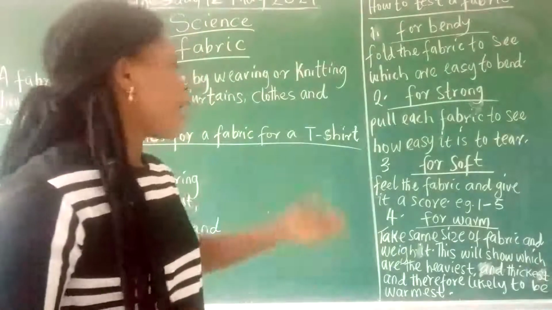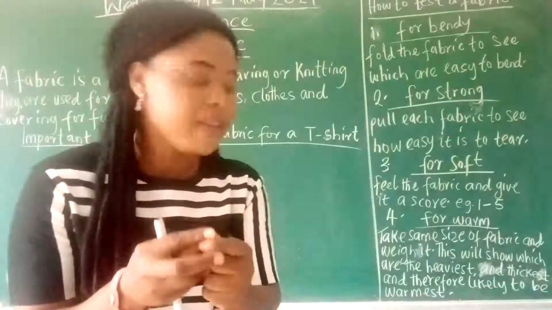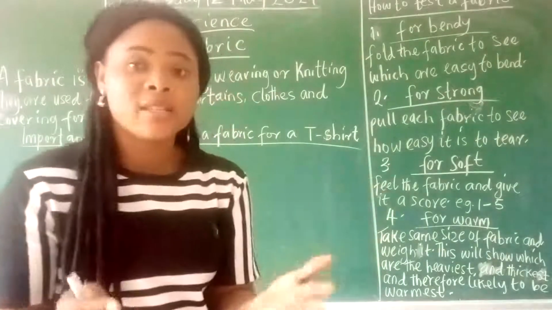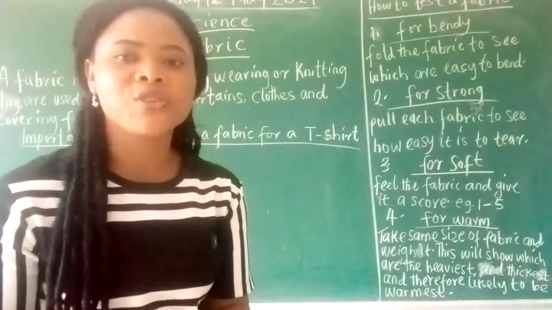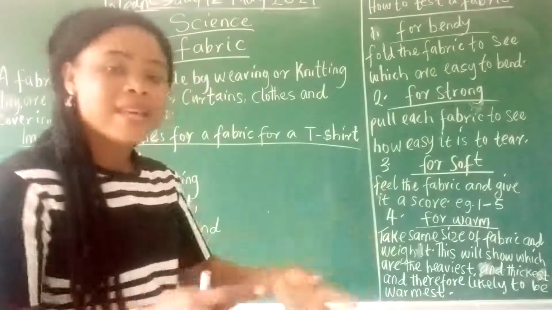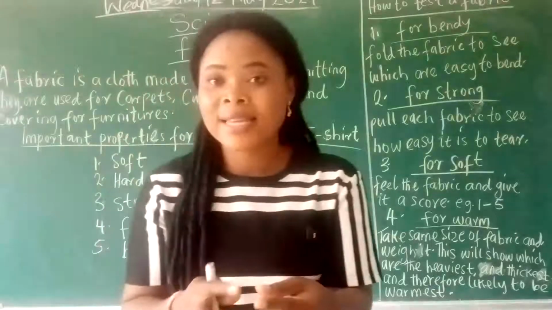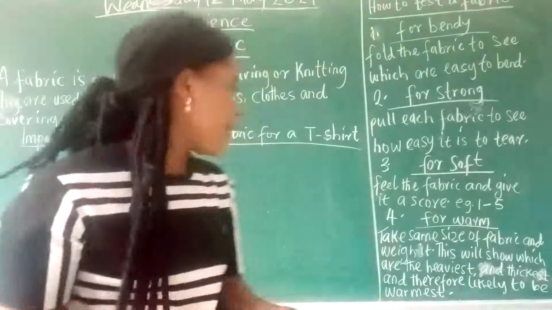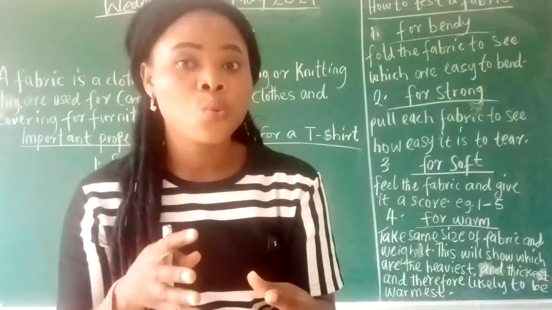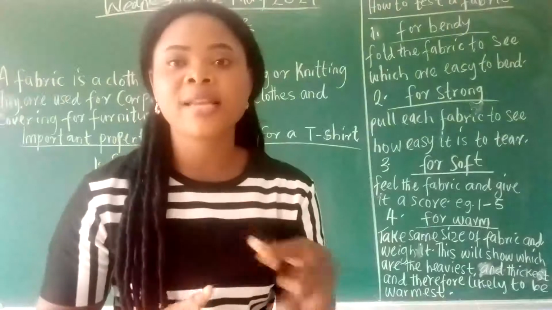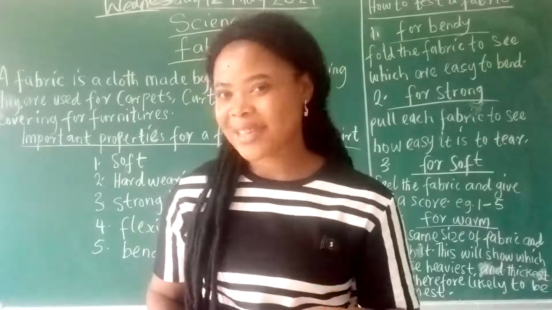For soft, how do you test a fabric for soft? Feel it by what? Feeling. And give it what? A score. Let's start from 1 to 5. For warm, how can you test a material for warm? Take the same sizes of the material and weigh them. Find the ones that are the thickest, the heaviest, and from that you will find out the one that is likely to be the what? Warmest. When you find out the one that is heaviest and the one that is thickest, from there you are likely to find out the one that is what? Warmest.